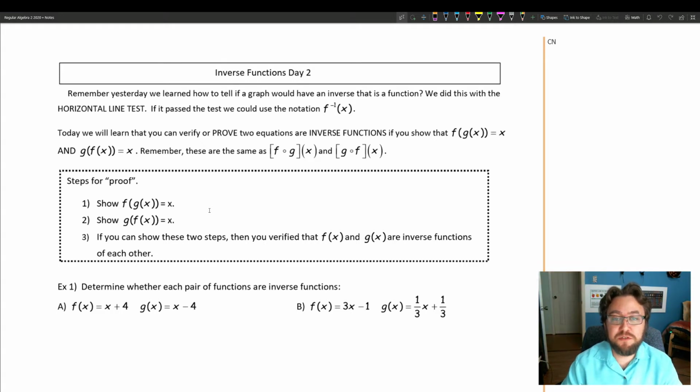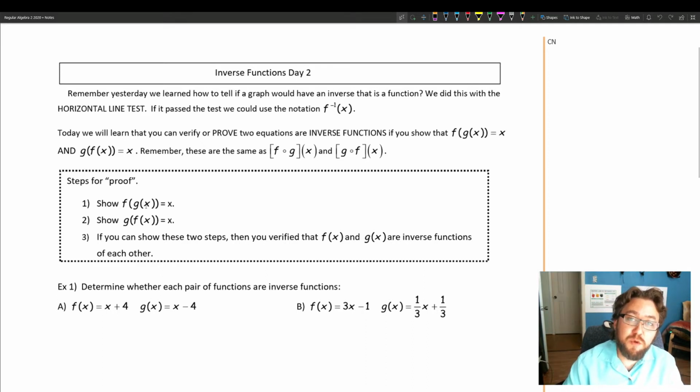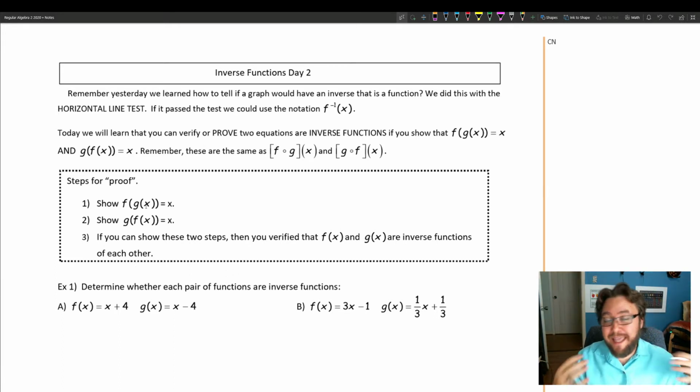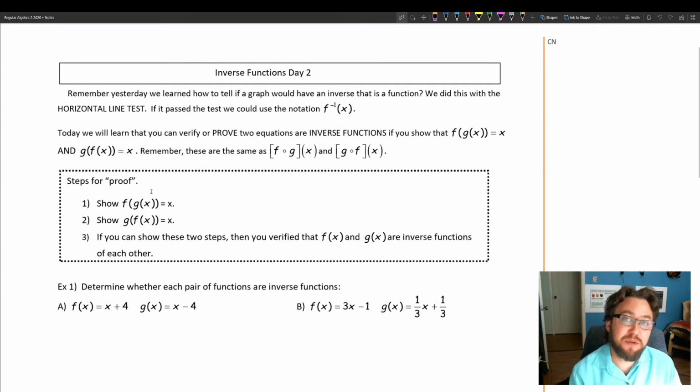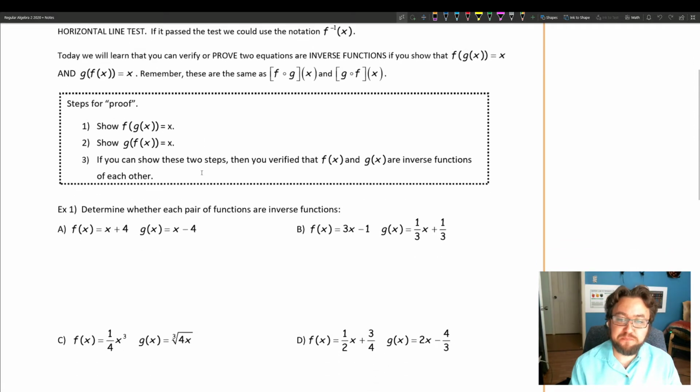We can do this through something called function composition, which is f of g of x and g of f of x. And if both of those are equal to x, then our two functions are definitely inverses of each other. This can seem kind of overwhelming. There can be a lot of math involved in this, but if you take things one step at a time, it's really not too bad.